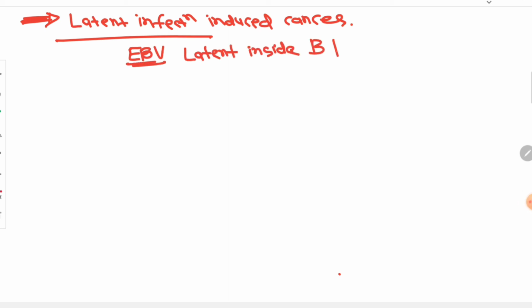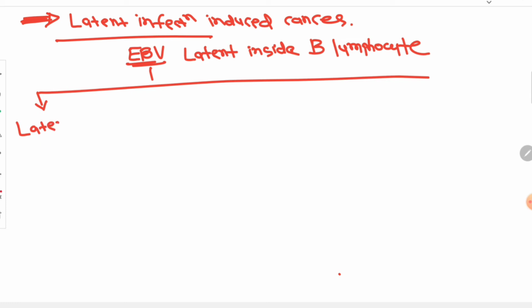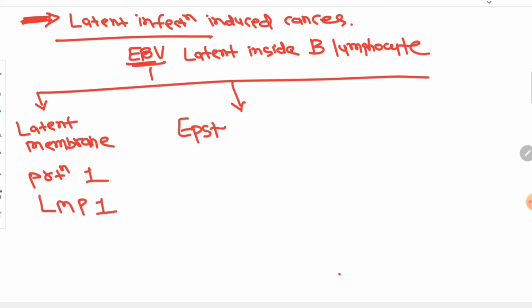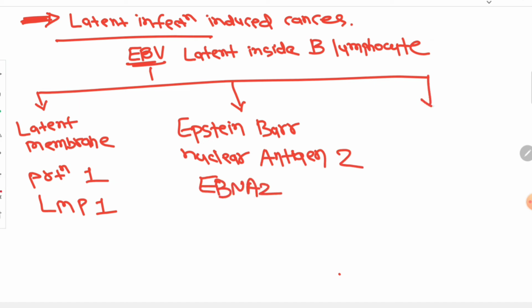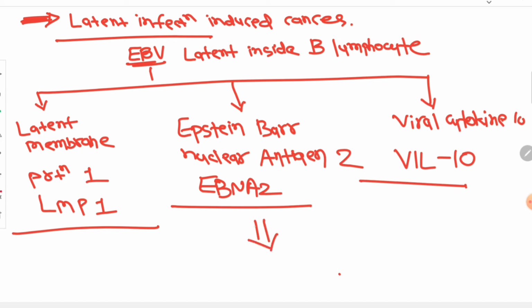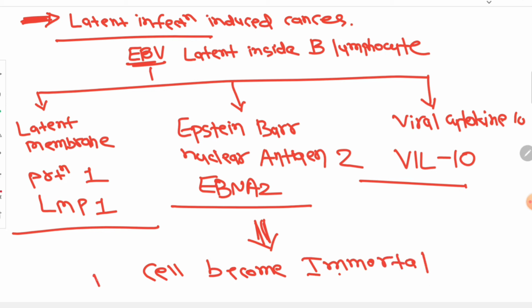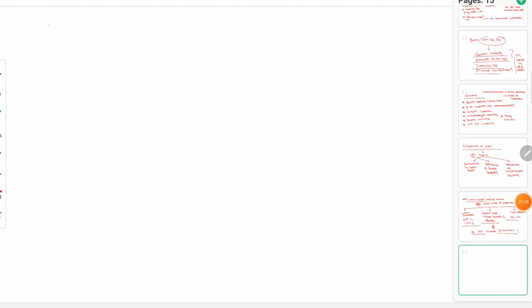So see friends, Epstein-Barr virus can remain latent inside the B lymphocyte, and they are having three important products: latent membrane protein 1, that is LMP1. Second one is Epstein-Barr nuclear antigen 2, and third one is viral cytokine 10. Because of all these three products, two genes and one cytokine, the cell will become immortal, and so they will continually proliferate and will lead to B cell cancer, right?